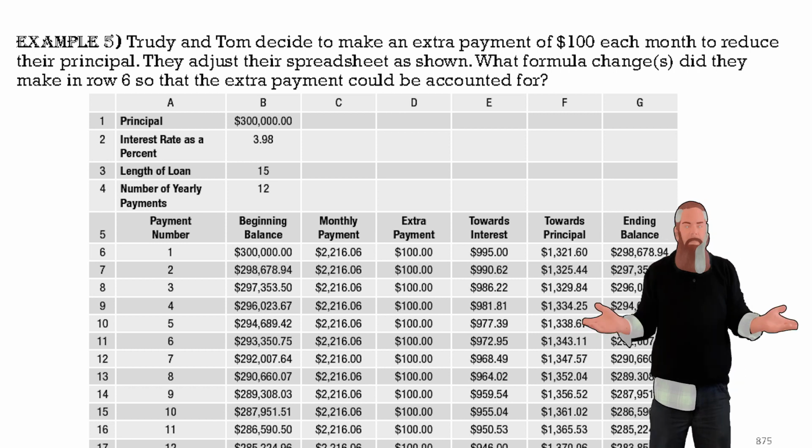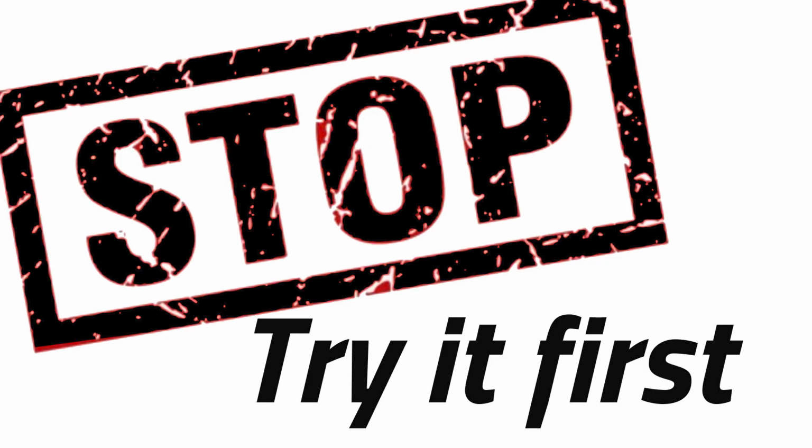Now, let's create an amortization table for a fixed rate mortgage with an extra payment. Trudy and Tom decided to make an extra payment of $100 each month to reduce their principal. They adjusted their spreadsheet as shown. What formula changes did they make in row 6 so that the extra payments could be accounted for?